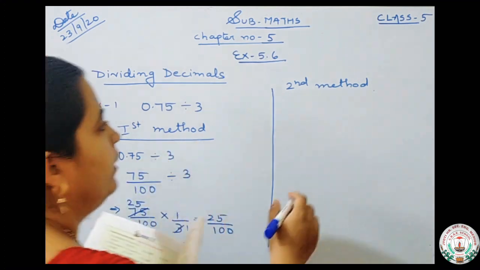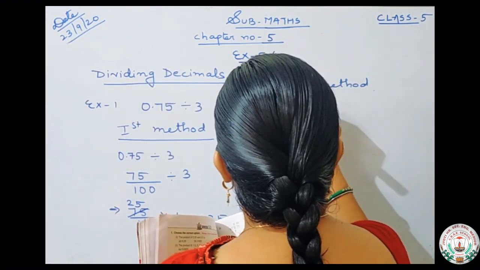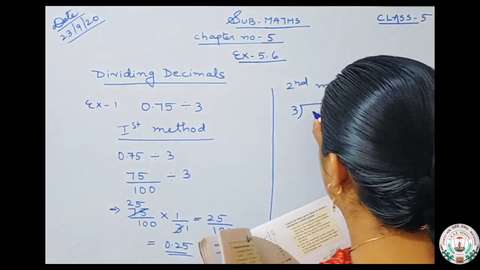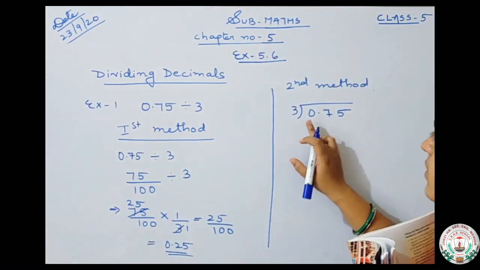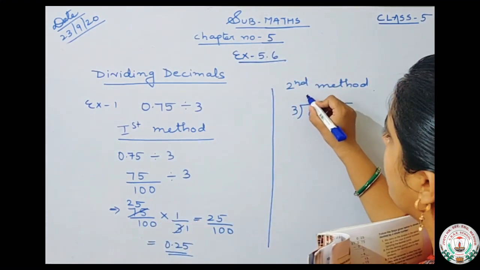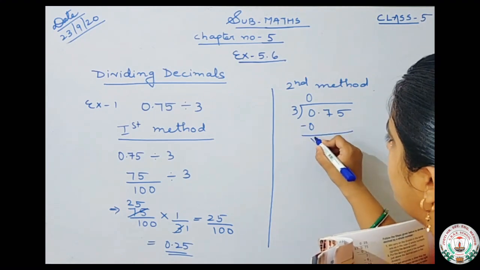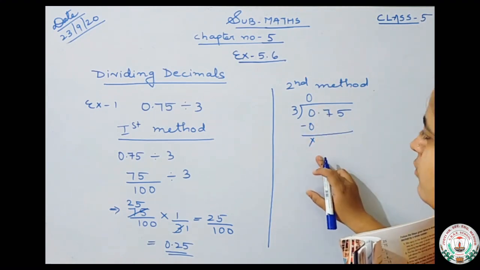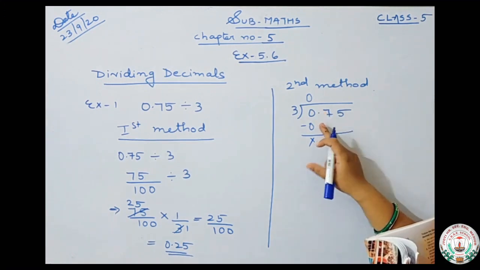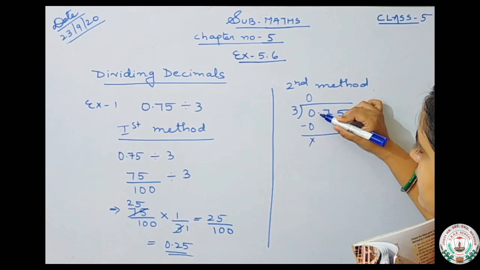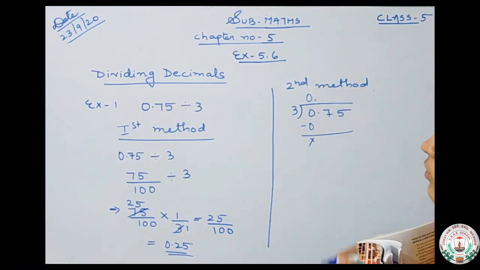Second method is general division method. Dividend, divisor, quotient and remainder. 0.75. First is 0. So we will take here 0. 3 zeros are 0. Minus it, cancel it out. 0 minus 0 is 0. Now, one more important thing while dividing this method, wherever the decimal is in the dividend, you have to put the decimal in the quotient also.